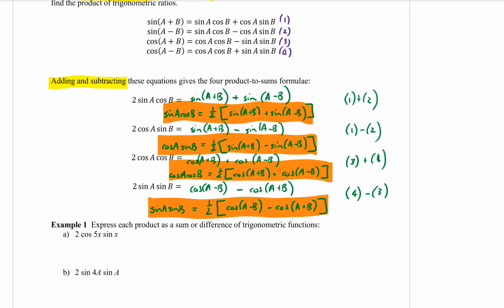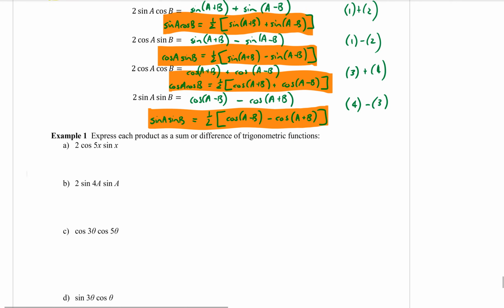Now they're called products to sums, by the way, because on the left-hand side of each of those formulas, we have 2 trig functions multiplied together. So sine A cos B, for example, is 2 things multiplied together. And using the formula, it becomes 2 trig functions that are added or subtracted. If you look at the second formula, 2 trig functions that are added together. All right, let's have a look at the examples.